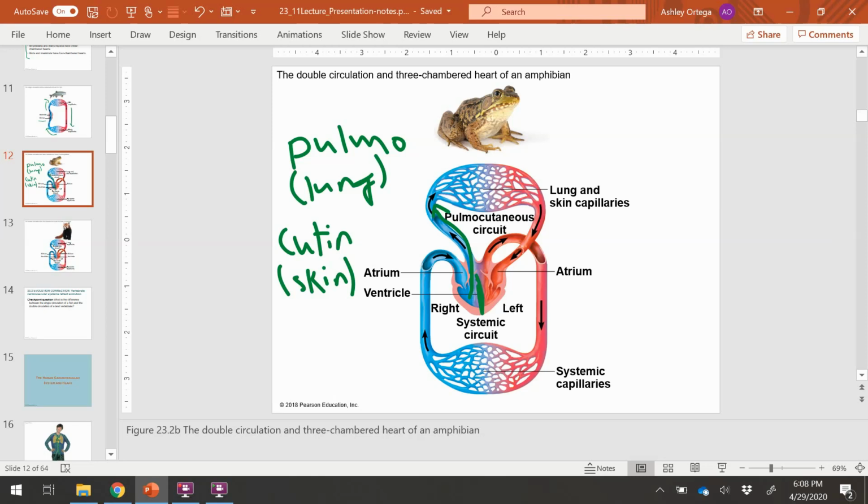So if the frog's in the water at the time, then it's going to divert all of the blood, the oxygen, carbon dioxide, all of that to go to the skin. As if it's underwater, it's not going to be able to breathe through the lungs. And so the skin is going to exchange those gases with the aquatic environment. And so it's a very unique function that fits them perfectly.